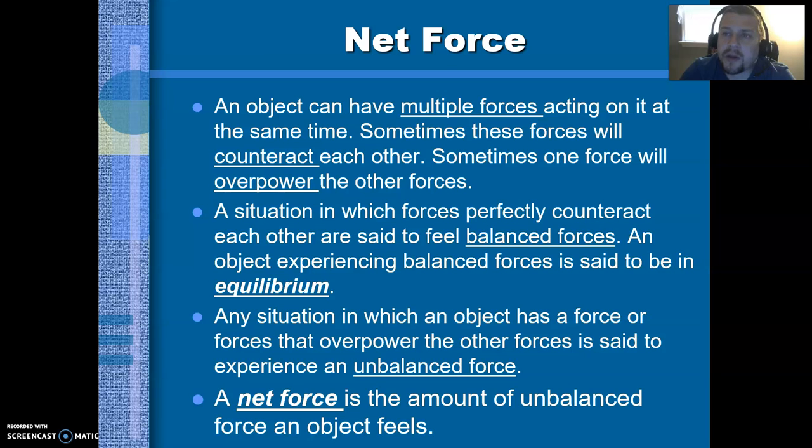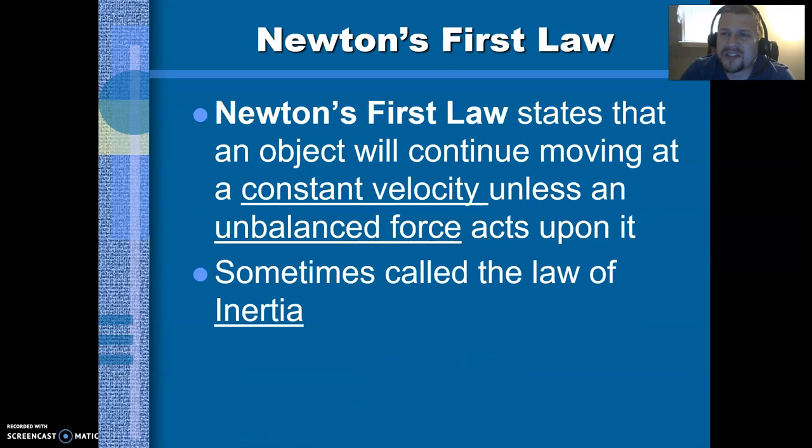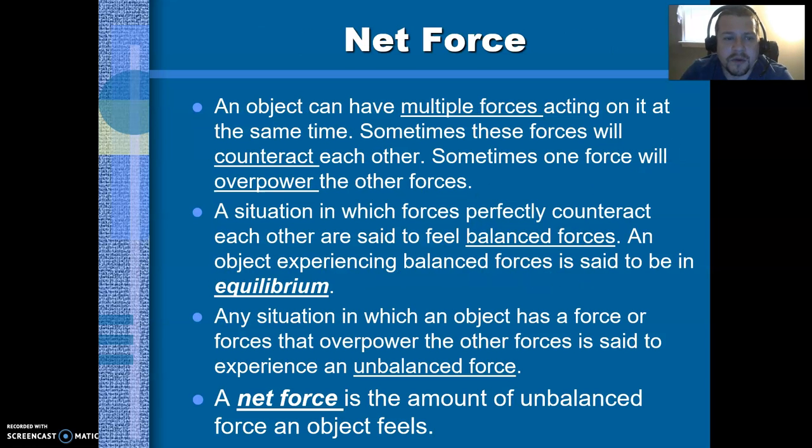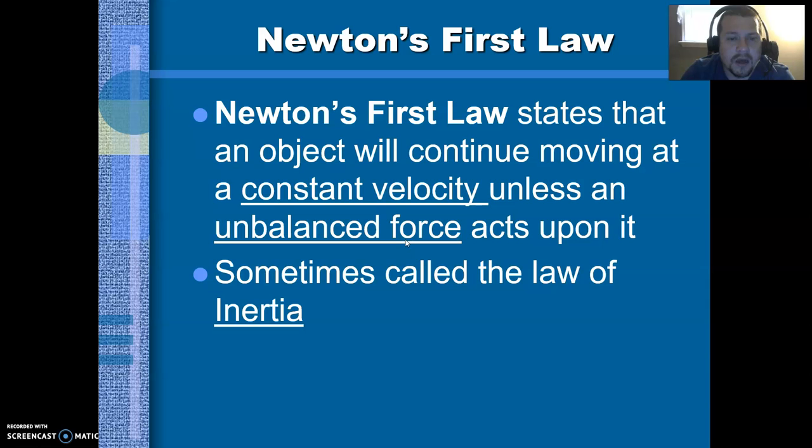So from here we get into Newton's laws. Newton's first and second laws are very much tied together. Newton's first law states that an object will continue moving at a constant velocity unless an unbalanced force acts upon it. Newton's first law is really all about this scenario here where we have balanced forces or an equilibrium. So in this case here, we're going to see a constant velocity. What that means is the object will either sit motionless or it will move at a constant speed. One of the two things can happen. This is sometimes called the law of inertia.